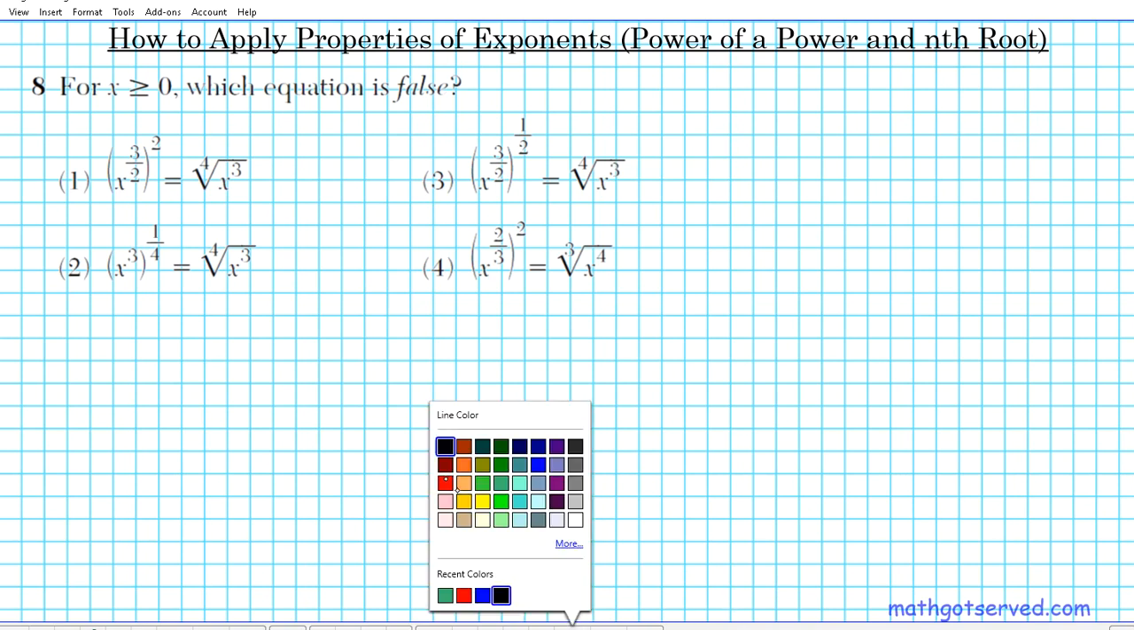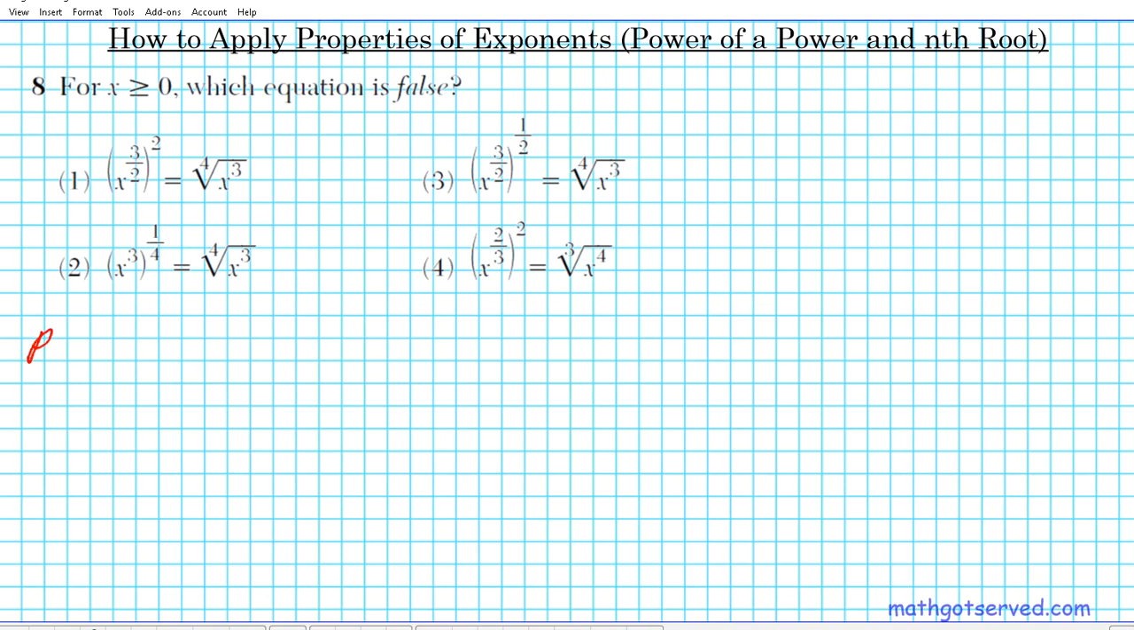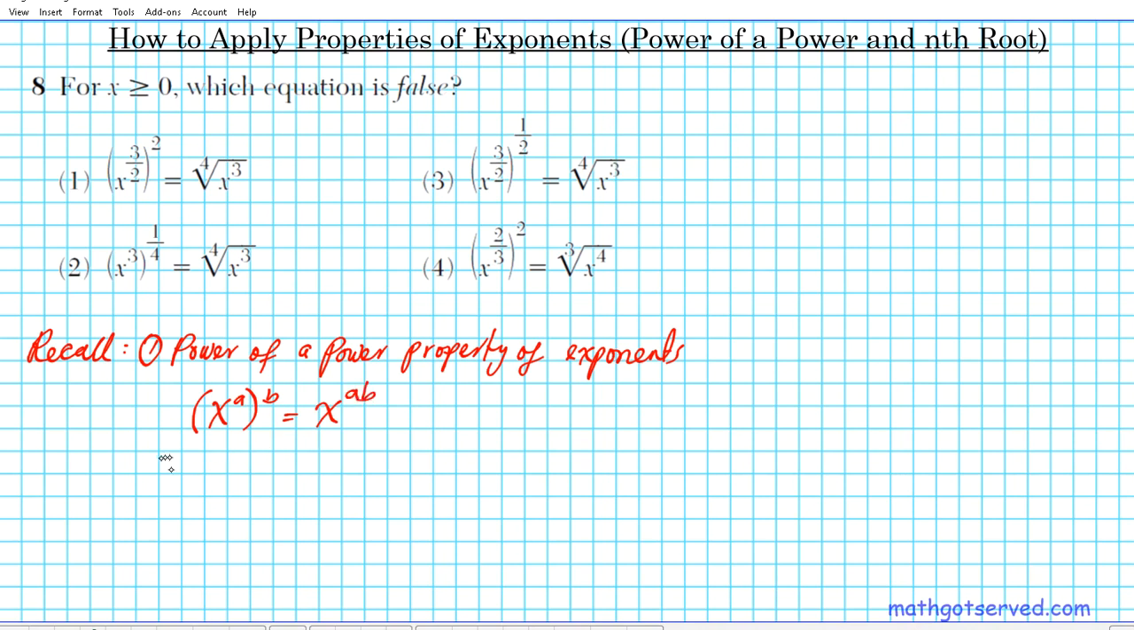Now, before we go ahead and solve the problem, let's refresh our memory on what the properties of exponents that we're using for this problem are. The first one is the power of a power property of exponents. So what is the power of a power property? If you have x to the a raised to the b power, a power raised to a power, guess what you do? You multiply the powers. Simple and short.